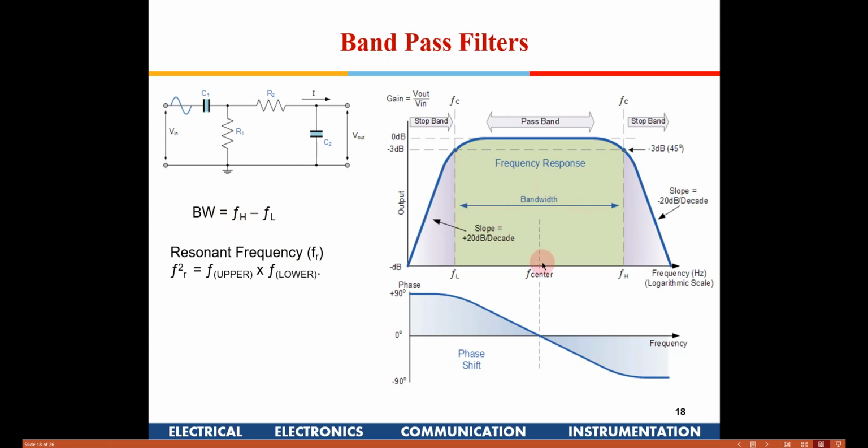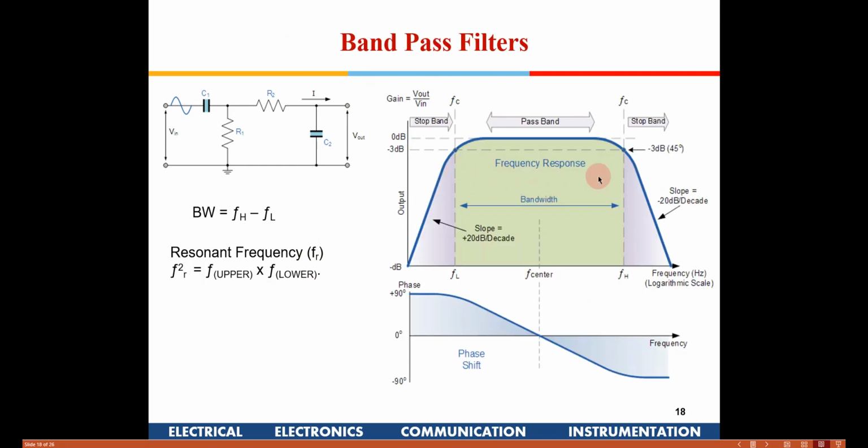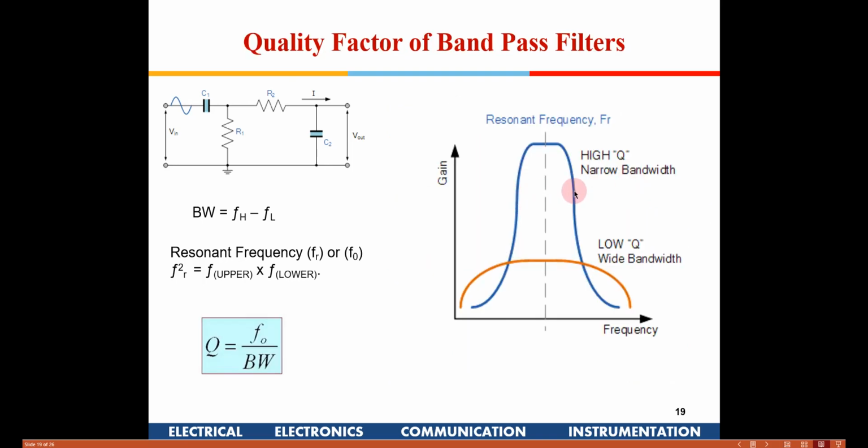The resonant frequency here is defined as F0 squared equals F upper into F lower, that is FH into FL. That is the center frequency, the root of F upper into F lower. This is known as a band pass filter. This one has a fairly wide band. How do you get a narrow band filter? Just by adjusting the values of R and C to appropriate values. So this becomes a narrow band filter.